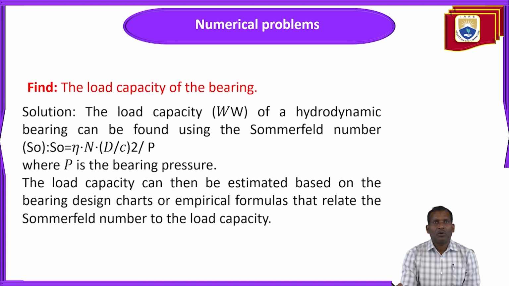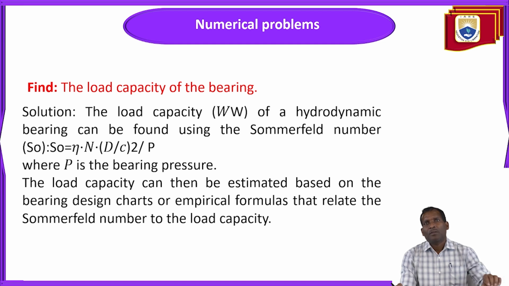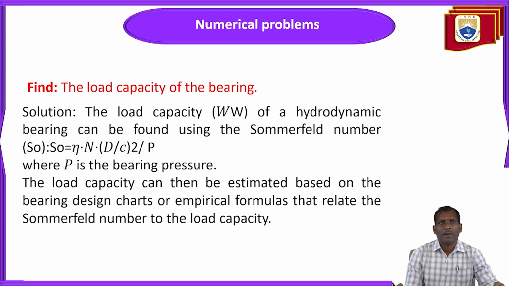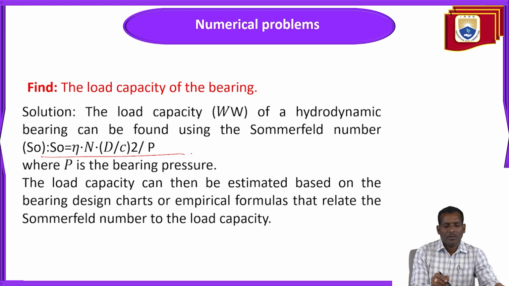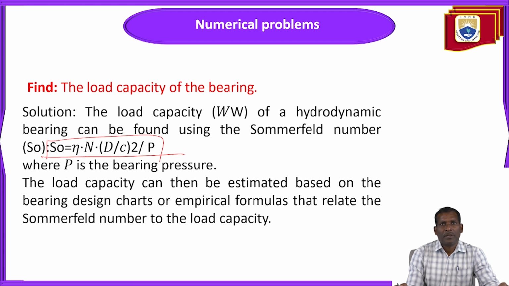The load capacity of a hydrodynamic bearing can be found using the Sommerfeld number. You can write the number like this, where P is the bearing pressure. The load capacity can then be estimated based on bearing design charts or empirical formulas that relate the Sommerfeld number to the load capacity.